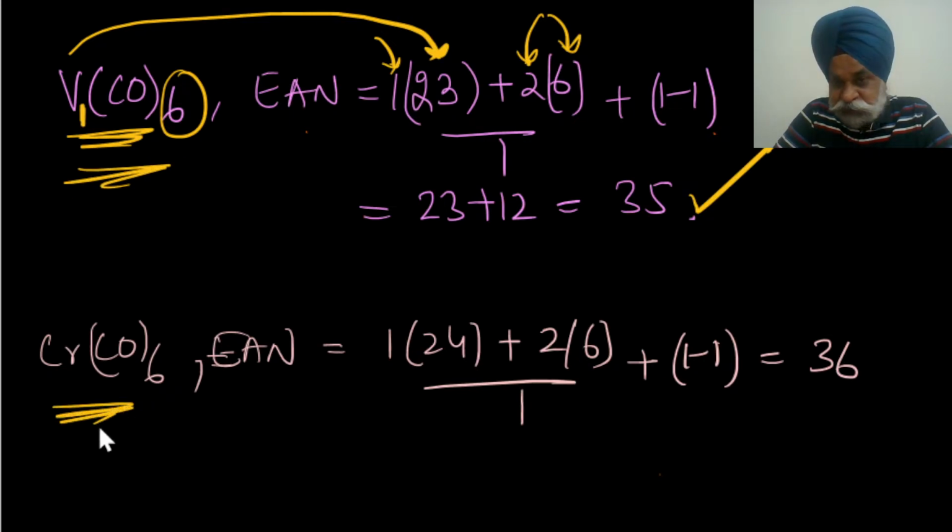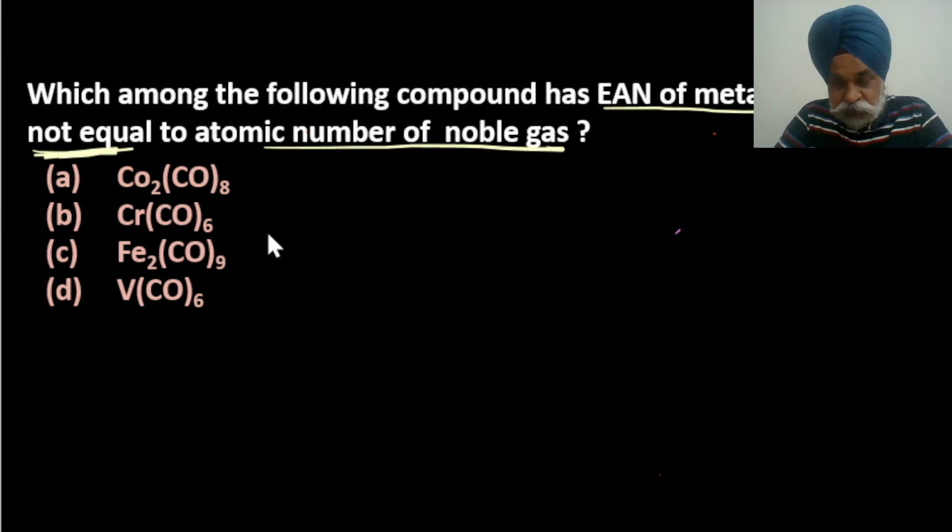Let me check for this. This we have already done. That is 36. So in the first question discussion, we find the answer is this one, where the effective atomic number of the central metal atom is not equal to the noble gas. This is one way of addressing the question.